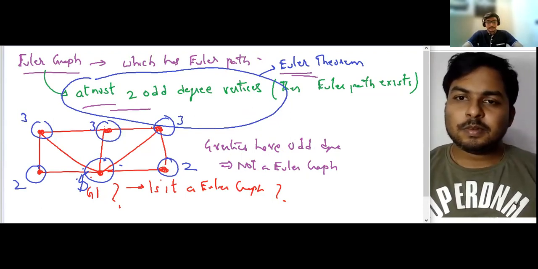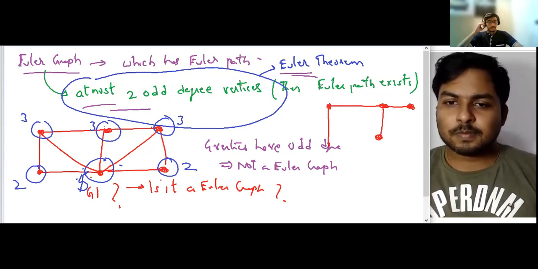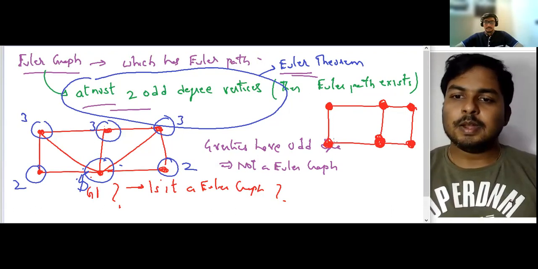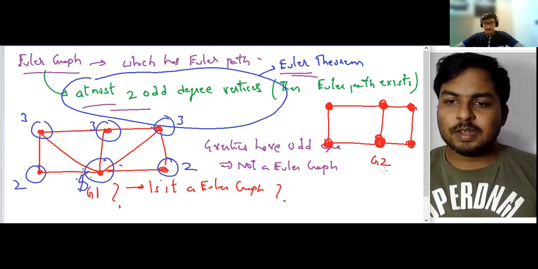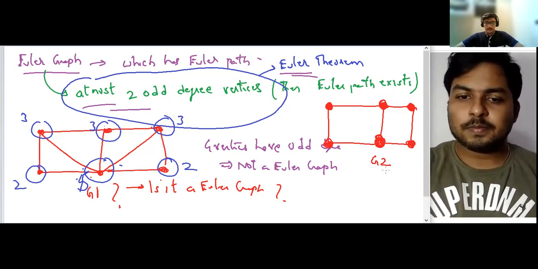Yes, sir. Now try to check for this graph, whether graph G2 is a Euler graph or not. I'll be back in a minute.